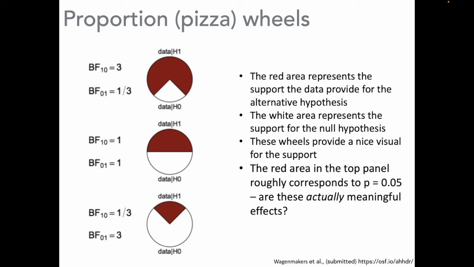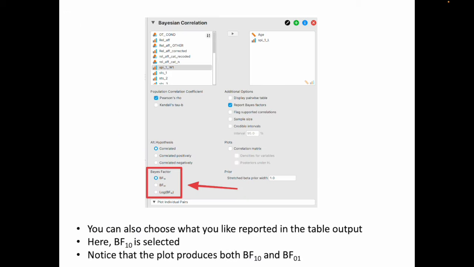I want to talk a bit more about these so-called pizza wheels. This is a way of visualizing the relative evidence between the alternative and the null, with the red area representing the support for the alternative hypothesis and the white area representing the null. The top panel roughly corresponds to 0.05, which really makes you think, when you're looking at a lot of the papers within our field, which are hovering around 0.05, this is the actual relative evidence between the alternative and the null. So this is a really good visual indication of the relative evidence between these two hypotheses.